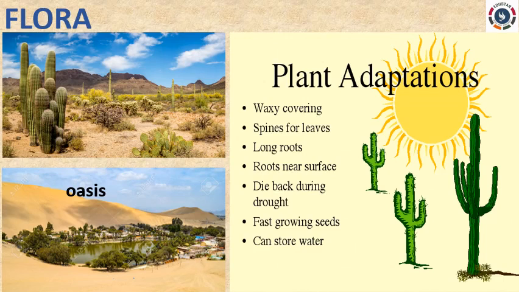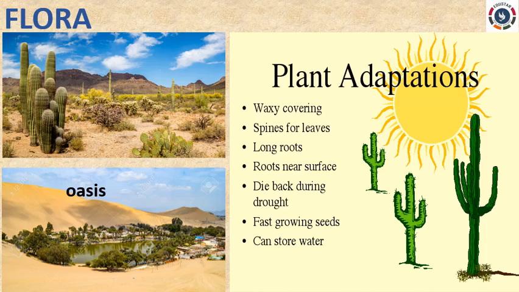Now we will see about flora, that is vegetation in desert. As you all know, deserts have little vegetation. This is because of lack of water and presence of extreme heat and sandy soil, only very few plants, trees and shrubs grow in deserts. So the plants in the deserts have adapted themselves to suit dry condition.